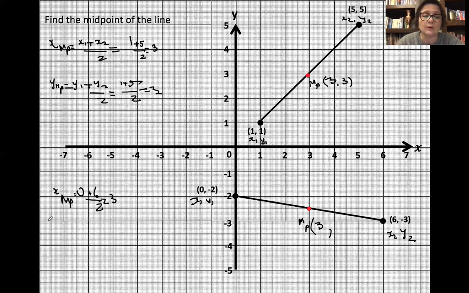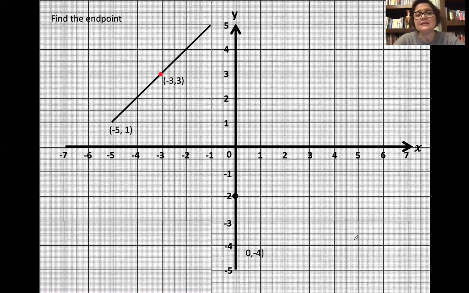And for the y of the midpoint, we're going to have minus 2. So y1 plus y2. So minus 2 plus minus 3 divided by 2. Minus 2 plus minus 3 is minus 5, so divided by 2, the answer is going to be minus 2.5. Minus 2.5. Make sure you label the coordinates of the middle of the point on the graphs.